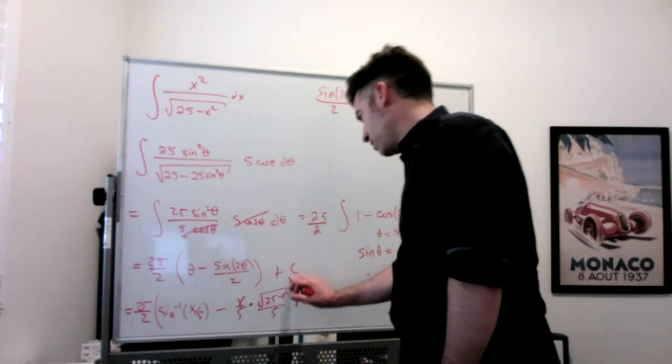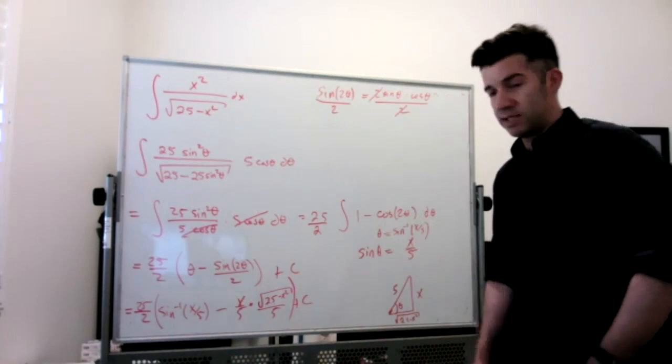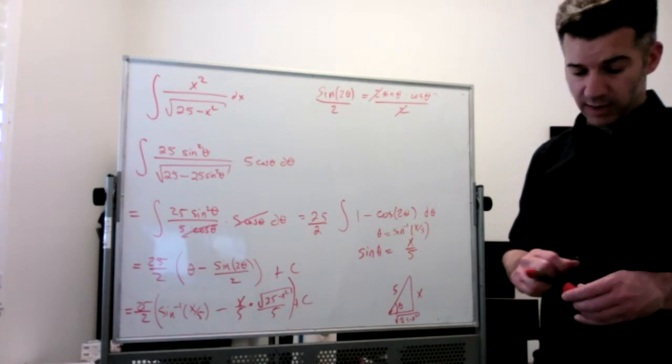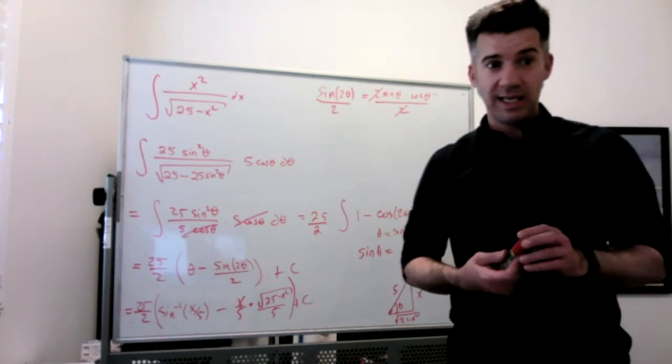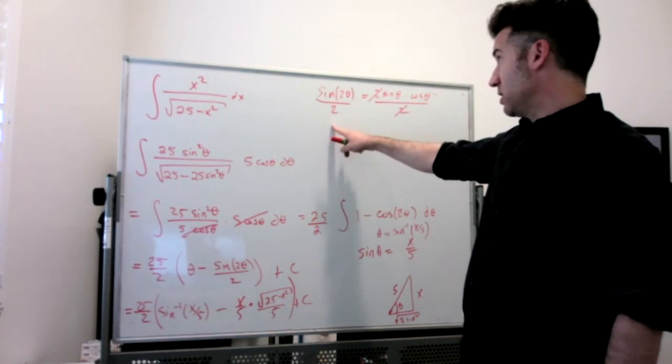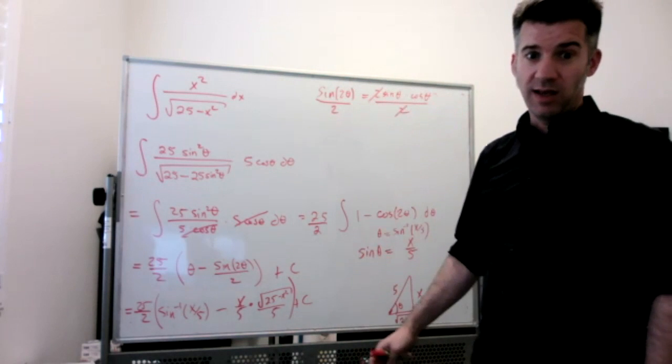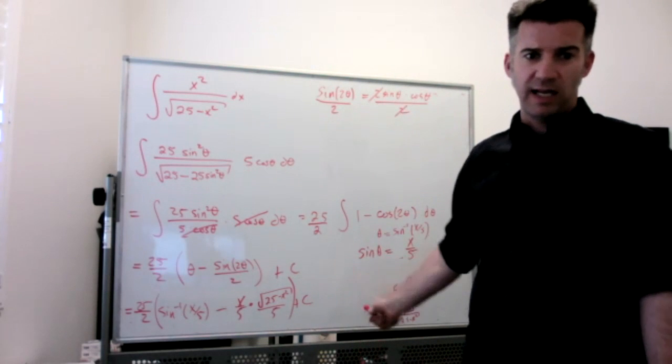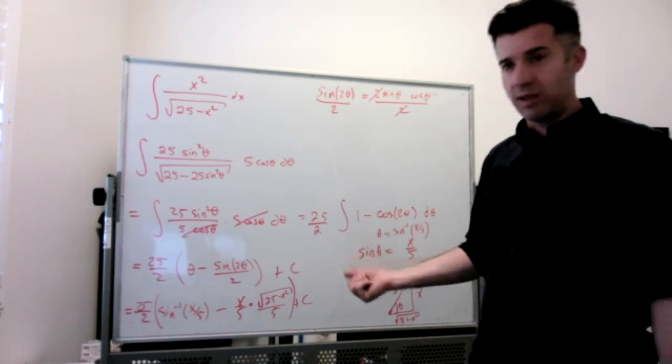So it can be a little bit tricky when you have a sine of 2 theta pop up in your answer. You have to use the identity that sine of 2 theta is equal to 2 sine theta cosine theta. And then be like, oh yeah, the triangle tells me that sine of theta is whatever and cosine of theta is whatever.